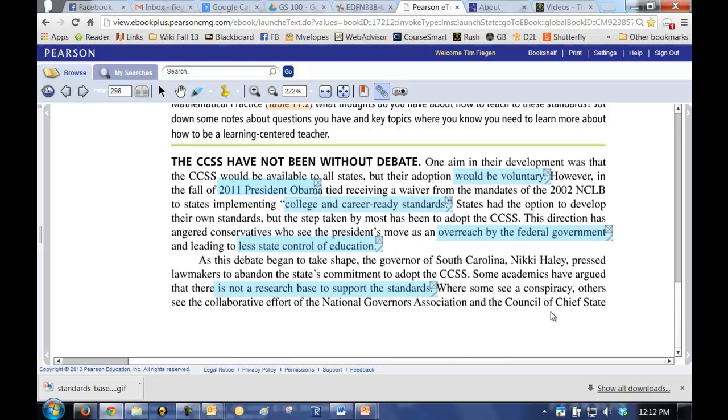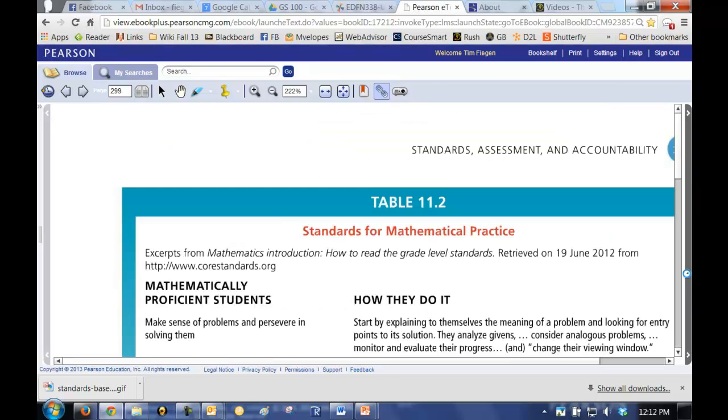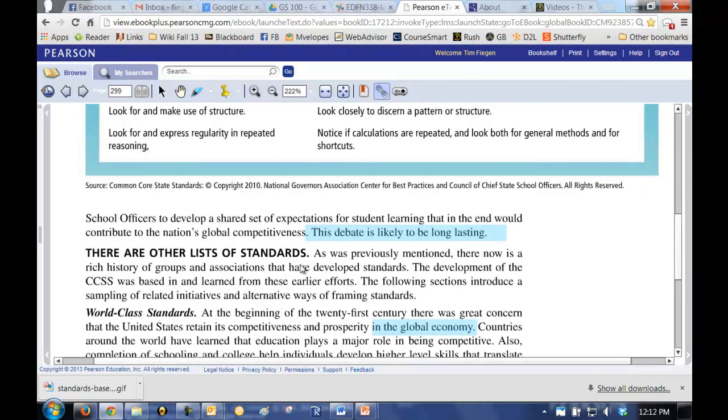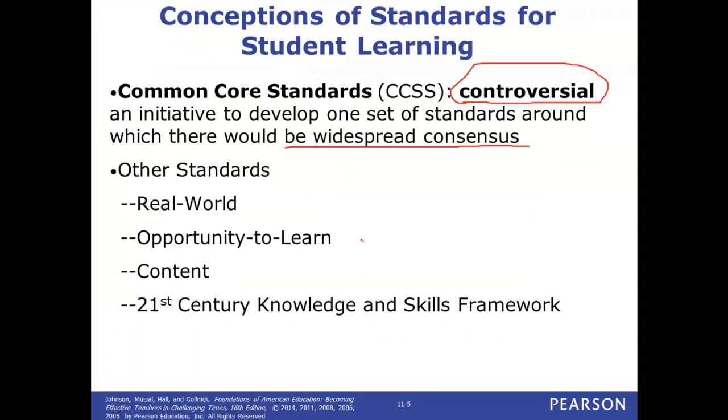When some see it as conspiracy, others see a collaborative effort from this group. School officers develop a shared set of expectations for students' learning that in the end would contribute to national global competitiveness. This debate is likely to be long and lasting. And that's what I would like you to put here. This will be number 3. And bold it and red it and circle it.